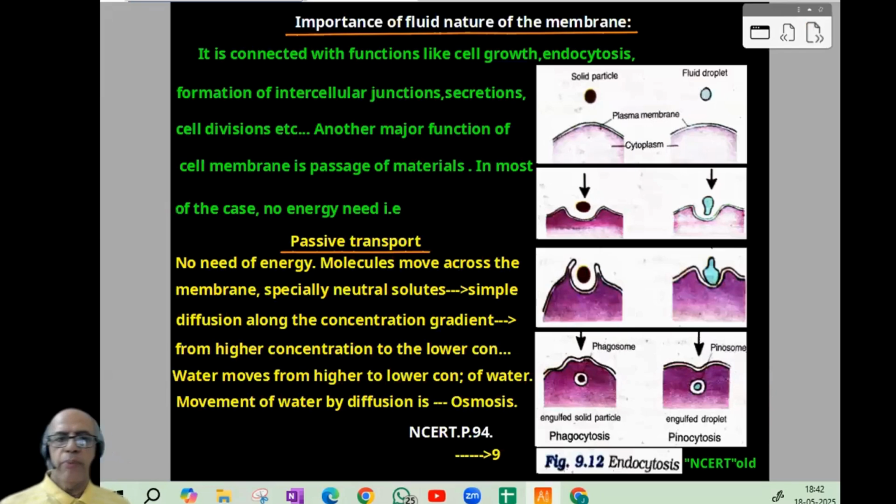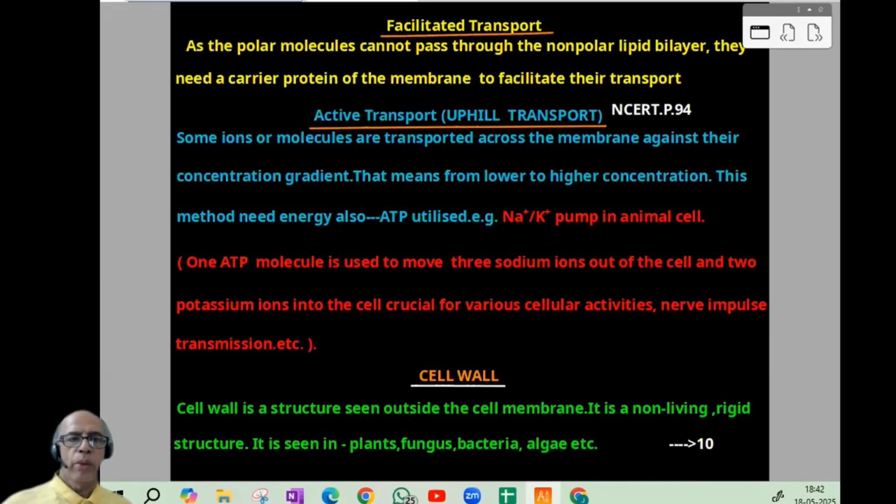Then we entered into the importance of the fluid nature of the membrane, explaining endocytosis, pino and phago. Then passive transport, based on concentration gradient and osmosis, diffusion, proceeds. Then facilitated transport: due to some obstruction, it needs a carrier. That is, a polar molecule cannot pass through the non-polar lipid layer, so it is facilitated. Active transport, uphill transport, requires energy, ATP is utilized, and the sodium-potassium pump in animal cells. There we observed a statement: one ATP molecule is used to move 3 sodium ions out of the cell, extracellular, and 2 potassium ions into the cell, intracellular, crucial for various cellular activities, nerve impulse transmission, etc.